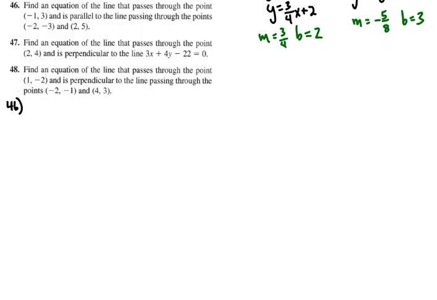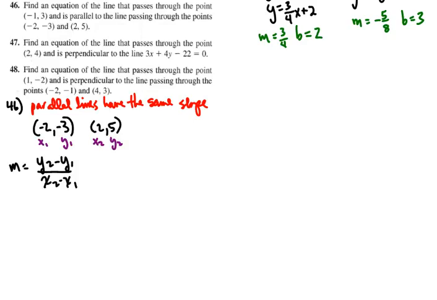In this video, we continue with number 46. We want to find an equation of the line that passes through the point -1, 3, but it's parallel to the line passing through the points -2, -3, and 2, 5. So remember that parallel lines have the same slope. So we want our new line to be parallel to the line passing through the points -2, -3, and 2, 5. So we have to find the slope of that line first.